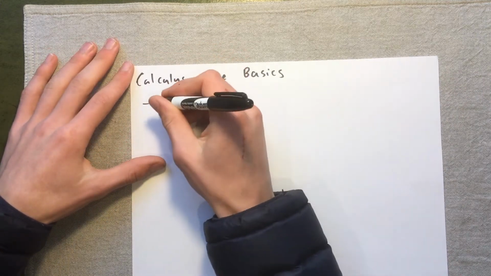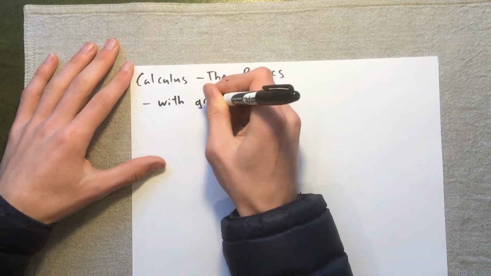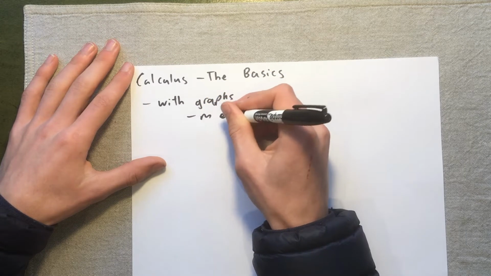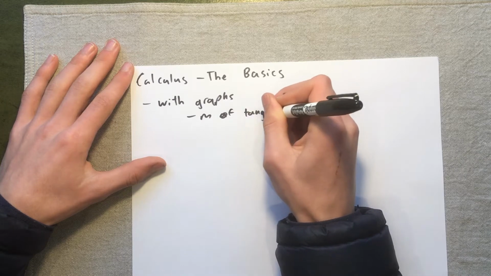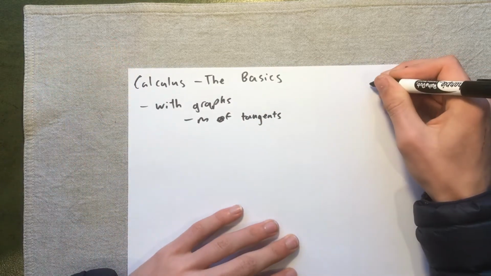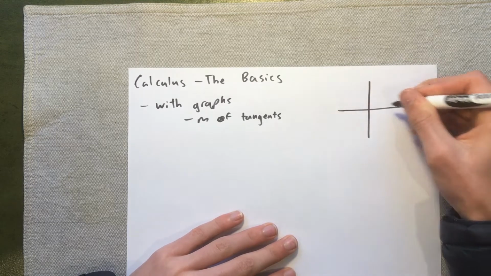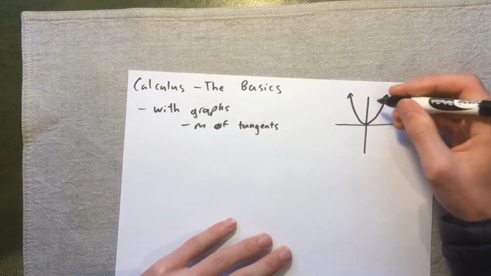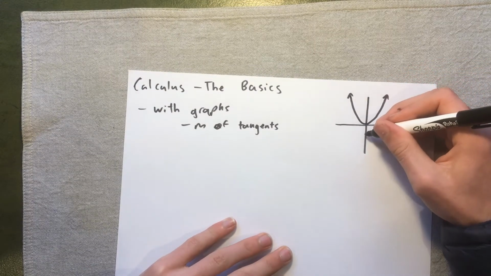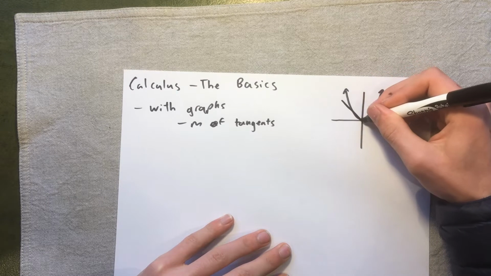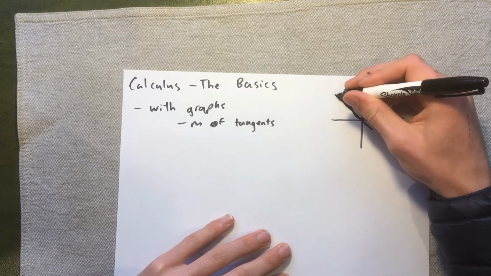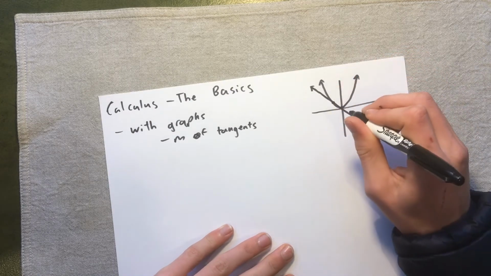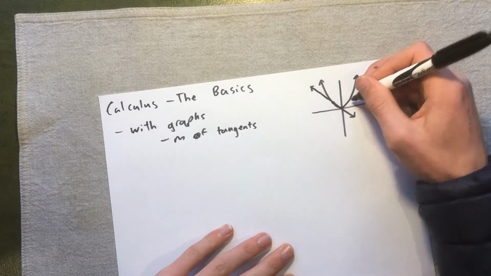So calculus concerns itself with graphs, and specifically the gradient of the tangents of any graph. So imagine we have a graph here. Let's just draw ourselves a parabola. We know that a tangent is a point or a line that only touches this graph at one spot. There's a thick marker, but anyway, you get the point. So this is only one point where the tangent touches the curve.